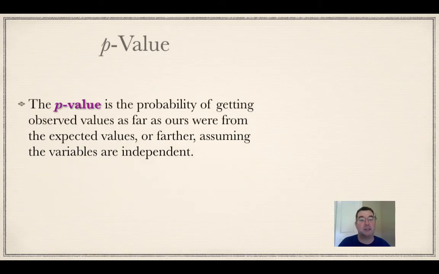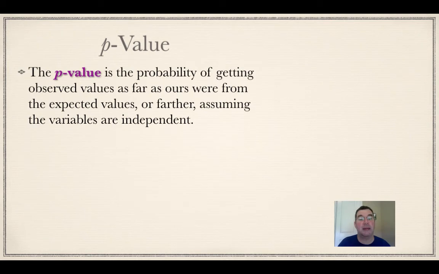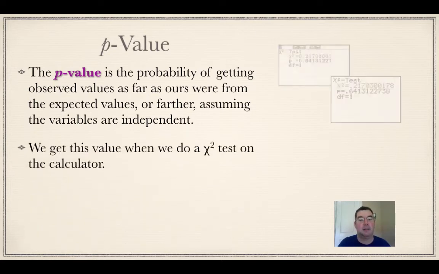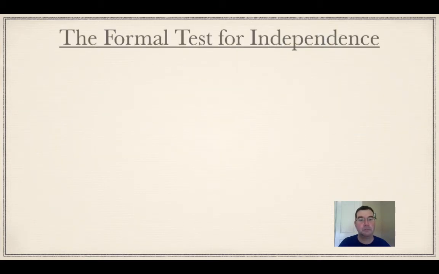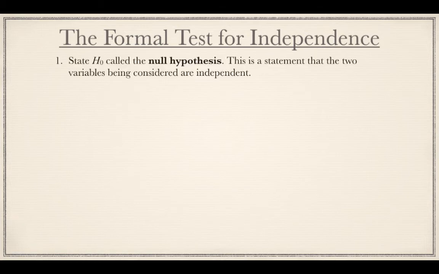And then there's a third factor called the p-value. It's the probability of getting observed values that are as far as ours were from the expected values, or farther, assuming that the variables are independent. Okay? And we can get this on a calculator as well. When you do the chi-squared test, whether it's on a TI or on a Casio, you get that p-value. Okay? So here's how the formal chi-squared test for independence works.